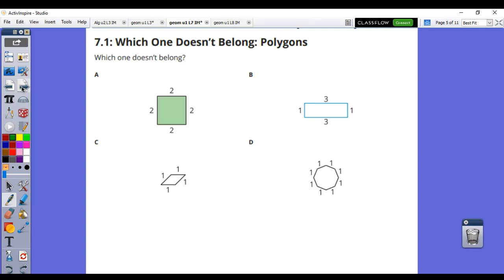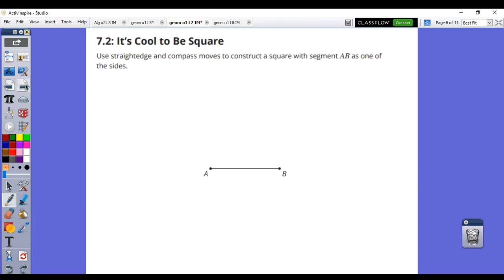And again, on a which one doesn't belong, any of them can be the one that doesn't belong. You just have to be able to explain why it doesn't belong. So I'm just going to skip through that. Hopefully you were able to look at some of the details of those figures.